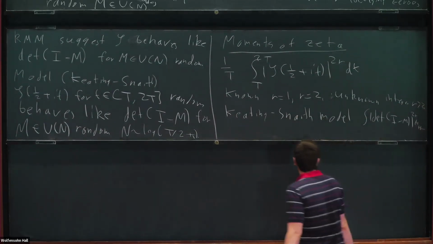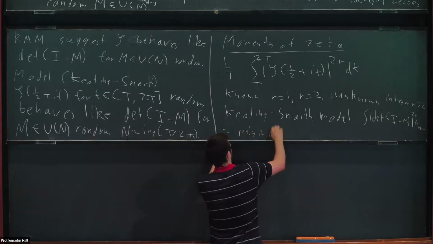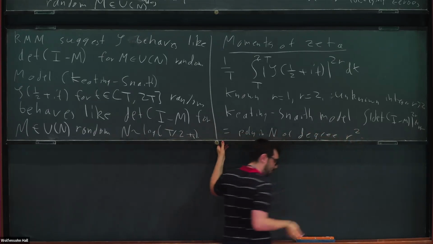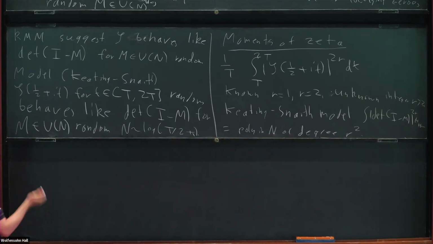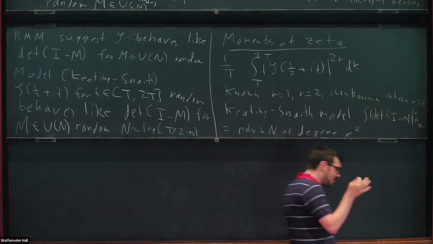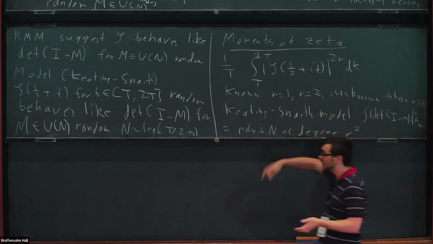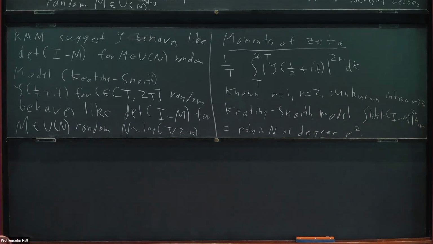So you have an integral against Haar measure. This you can calculate. This turns out to be a polynomial in n of degree r squared. And so we expect that the moment should be a polynomial in log t of degree r squared. The known cases of the moments are, in fact, polynomials in log t of degree r squared, and all evidence suggests all the moments are, but it's not the same polynomial. The coefficients of the polynomial are not right if you directly apply the Keating and Snaith model.